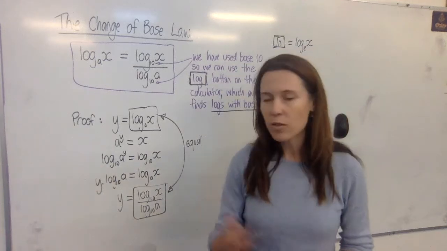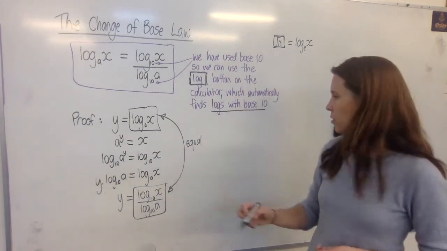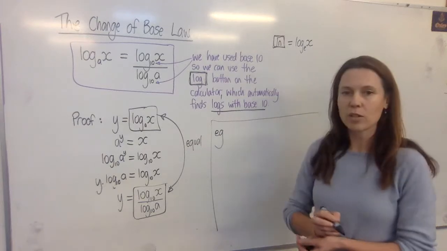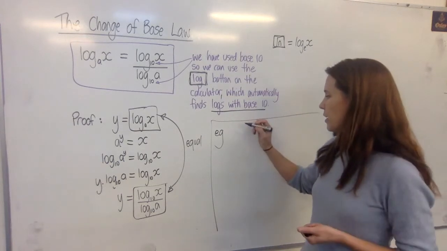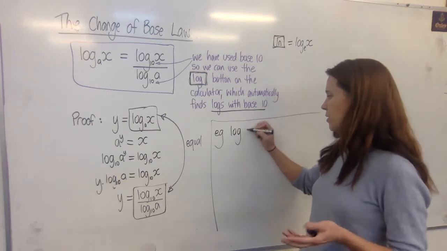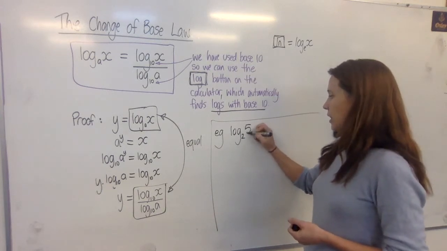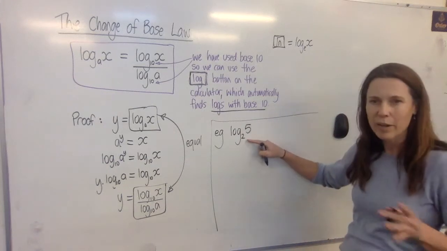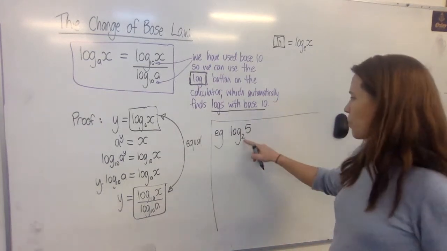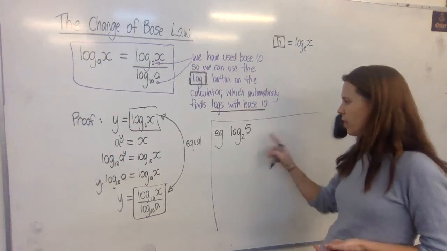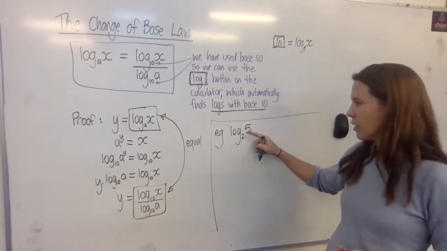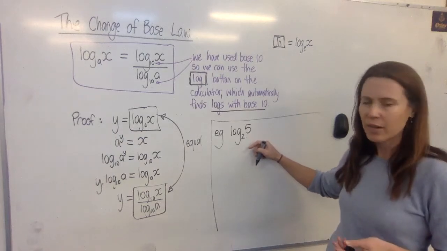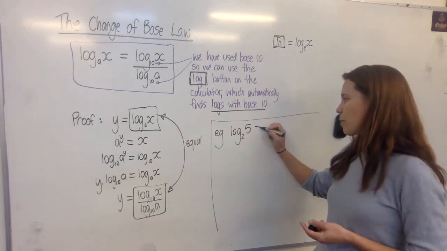Now, how do we use it? Well, we use it so that we can find the logs of anything in our calculator. So, for example, just say we're solving a problem and we end up finding that our answer is something like this. And we think, well, what is that? Well, we know ballpark what it is. This means 2 to the power of something is 5. I know 2 squared is 4, and I know 2 to the power of 3 is 8, so it's going to be a number between 2 and 3, but I can't figure it out off the top of my head.